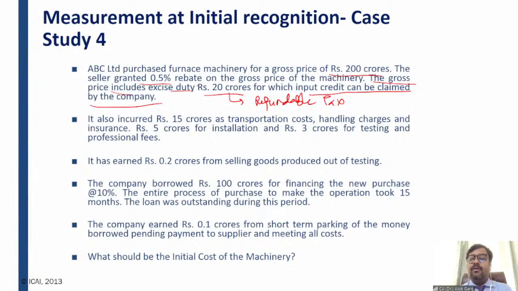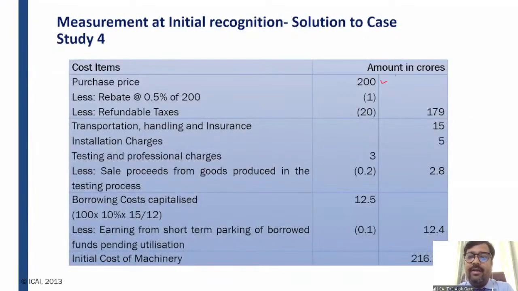Clear? So friends, if you look at this particular case study, your gross price is 200 crores and 1 crore is trade discount and rebate. And 20 crore is the excise duty on which the refund is there. I mean to say the input credit can be claimed. So what is my cost of the machinery? What is my purchase price, including import duties, including non-refundable taxes, but it is a refundable tax here, minus trade discount and rebate? It comes out at how much? 179, right? So 200 minus 1 minus 20. It is coming out at 179.